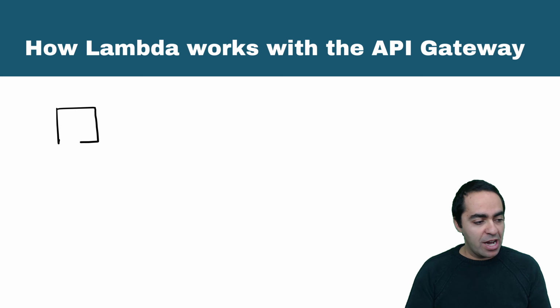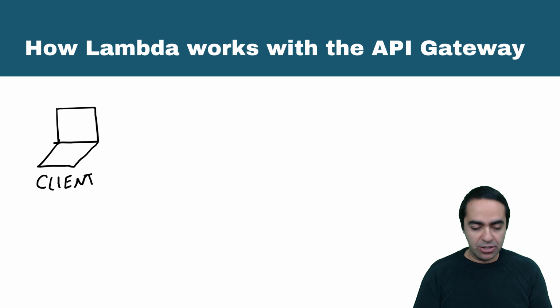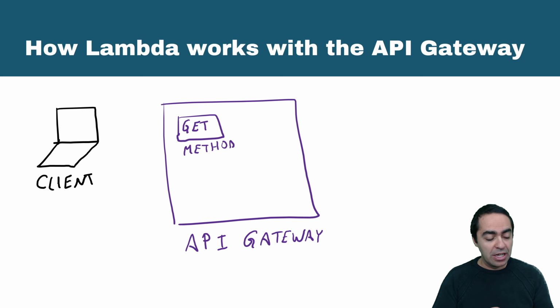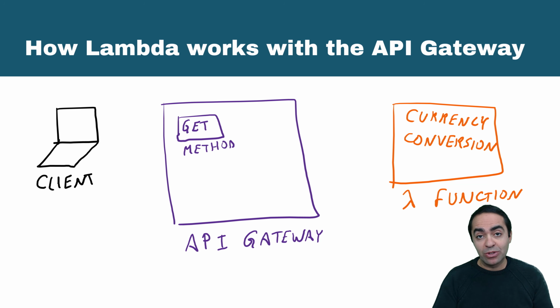So you have a client, and this client wants to access your API. So we put an API gateway, and you define a method. So of course your API will have many methods. So for this demo, we're going to have a get method, and behind it you're going to have your Lambda function that's going to get triggered by the API gateway.